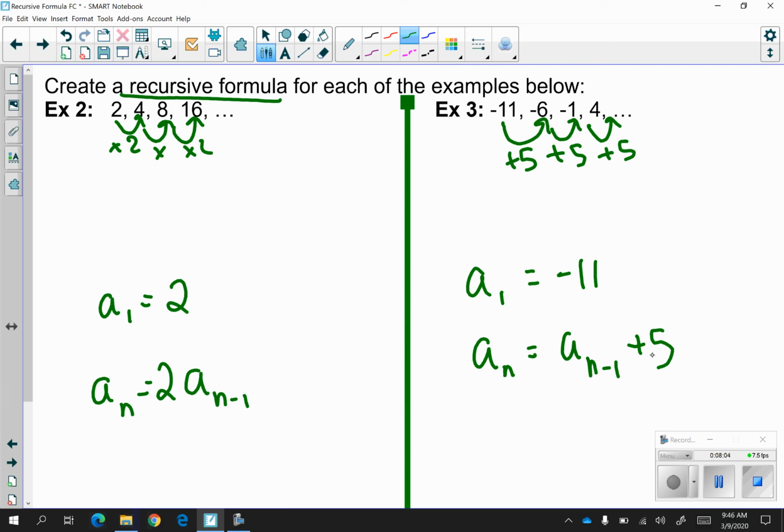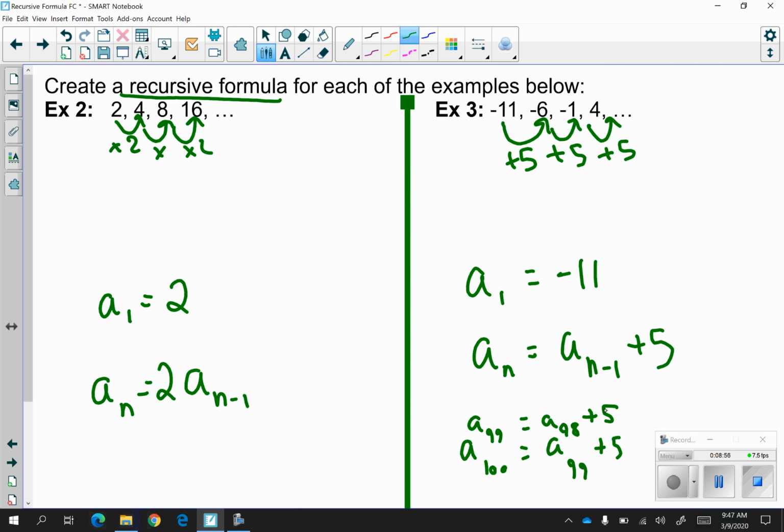The thing about recursive formulas is that they are not good for finding future terms, such as finding the 100th term. If you wanted to find the 100th term of example 3, right? In order to find a sub 100, you would need the previous term, which is a sub 99 plus 5. Well, in order to find the 99th term, you would need the 98th term plus 5. In order to find the 98th term, you need the 97th term. Do you see where I'm going with this? You need the previous term to get the next. So with the recursive formula, before you got to a sub 100, the 100th term, you would need to know all the terms from 1 to 99. And that's a pain. It's going to take a very long time to figure it out.